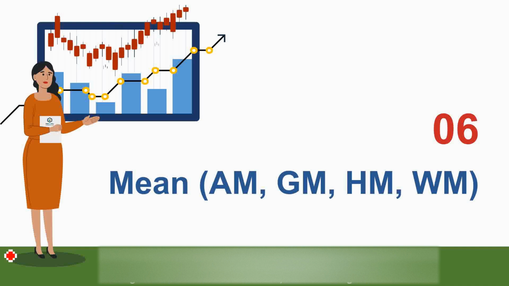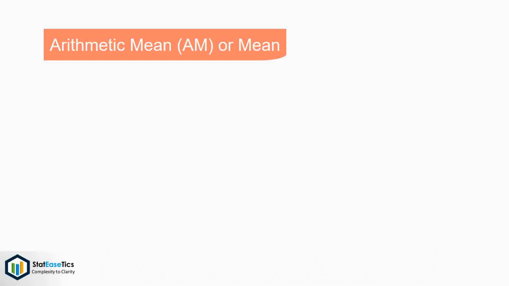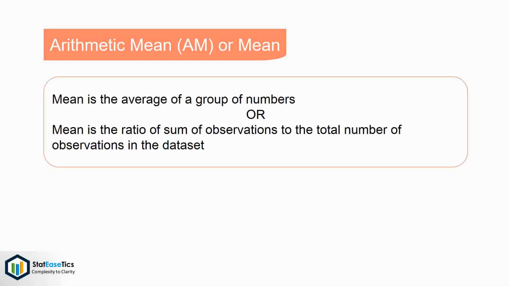I am excited to have you join me for our 6th unit, Mean: Arithmetic, Geometric, Harmonic, and Weighted Mean. Arithmetic mean, or simply mean, is the average of a group of numbers, or mean is the ratio of sum of observations to the total number of observations in the dataset.